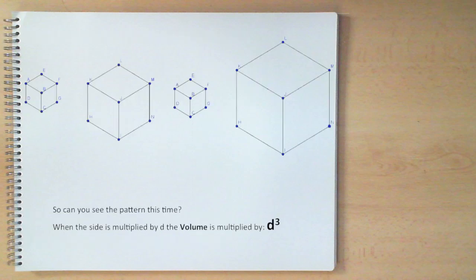When the side is multiplied by d, when the linear scale factor is d, the volume scale factor is d cubed. This shouldn't again be too much of a surprise once you've worked out that the area scale factor is d squared. It's not a huge leap of imagination to work out that the volume scale factor is going to be d cubed. Let's look at an example to make sure we've understood this.